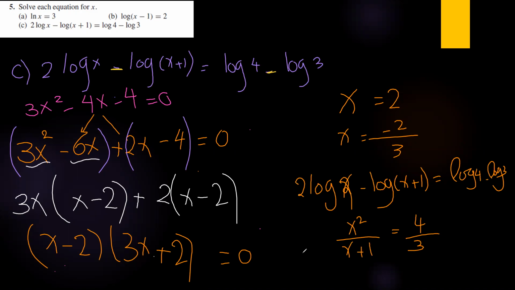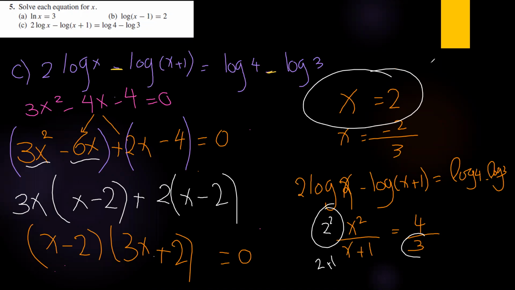Now, which one here will be the solution? Check if it is 2 or negative 2 over 3, and tell me why. 2, teacher. Why 2? Because 2 squared equals 4 and 2 plus 1 equals 3. Thank you. Because 2 squared is 4 and 2 plus 1 is 3. So the solution here is x equal to 2.